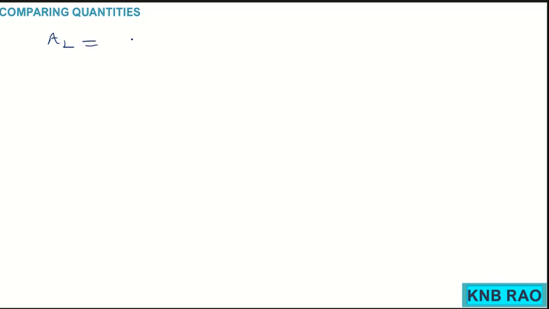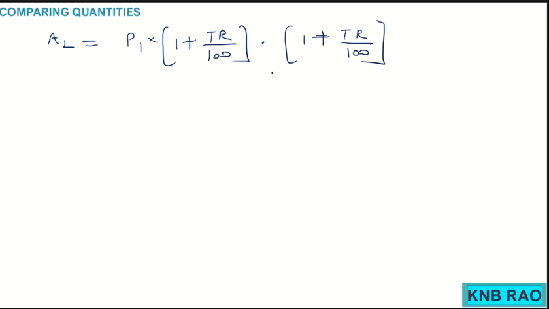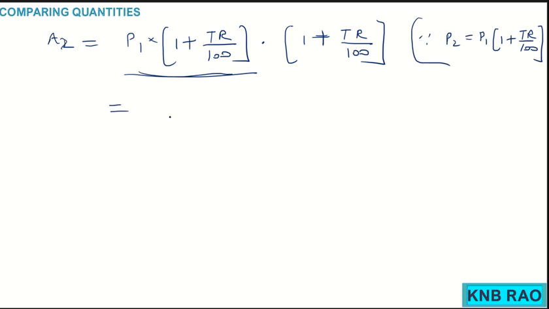The amount by the end of the second year is the principal for the first year into 1 plus TR by 100 into 1 plus TR by 100. How did I get this? Since P2 is P1 times 1 plus TR by 100, I am substituting in the place of P2. So, it becomes P1 times 1 plus TR by 100 into 1 plus TR by 100, which is P1 times 1 plus TR by 100 whole to the power 2. This is the amount for the second year.